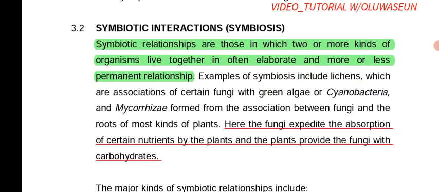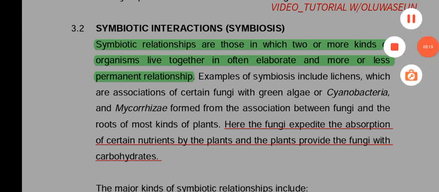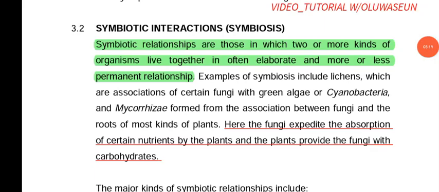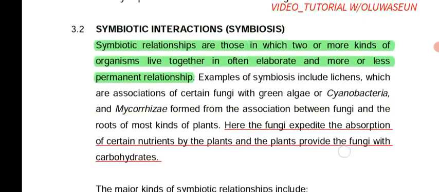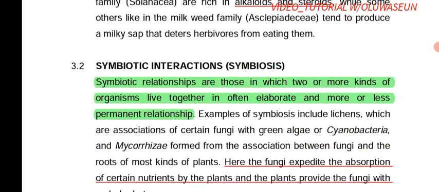Symbiotic relationships are those in which two or more kinds of organisms live together in often elaborate and more or less permanent relationships. Symbiosis is the type of relationship in which organisms live together. That is what we call symbiosis. They live together in a symbiotic relationship. It could be that they are both benefiting, or one is benefiting and one is losing, or both of them are not even benefiting at all.